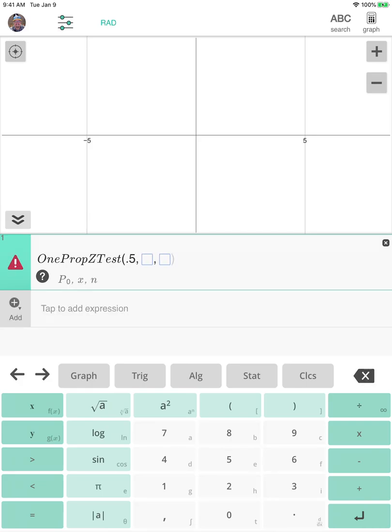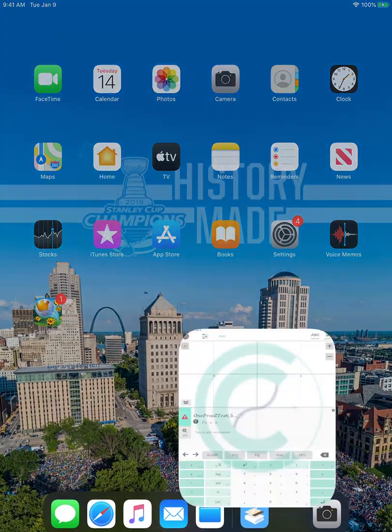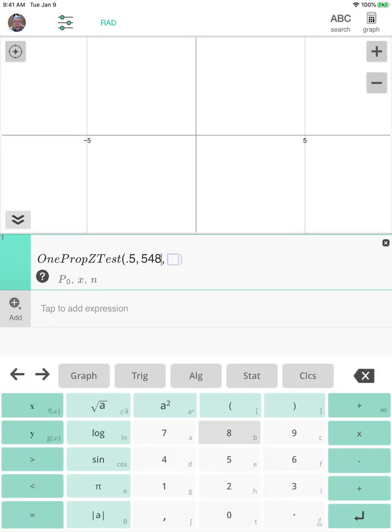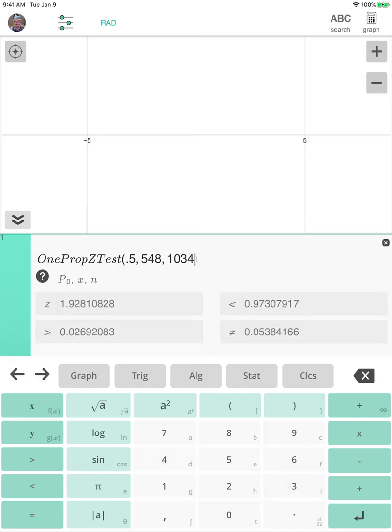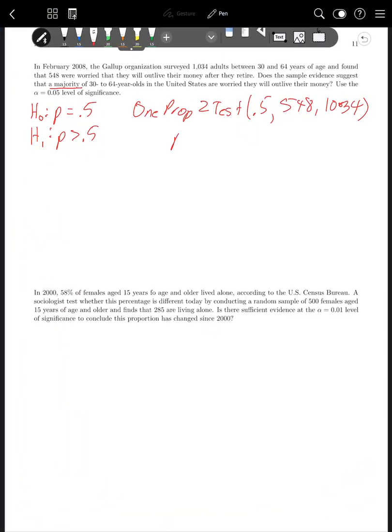So 0.5, comma, 548, comma, 1,034. And so in this case, our greater than is 0.0269. So our p-value for greater than is 0.0269. So that is less than alpha.